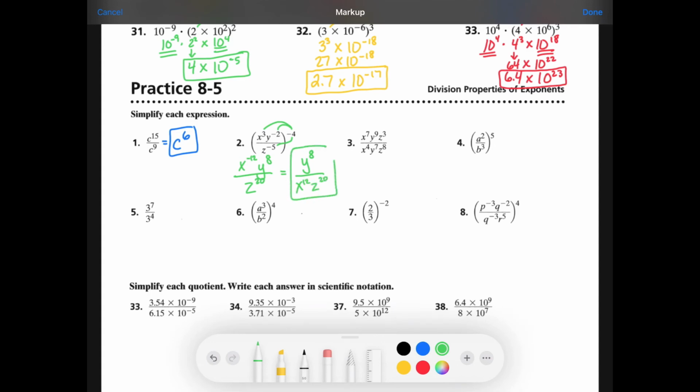Great. 3, we gotta subtract them. So where are there more x's? Well, there's more on top. 7 minus 4 is 3. Where are there more y's? Up on top. 9 minus 7 is 2. Where are there more z's? More z's on the bottom. So 8 minus 3 would be 5.